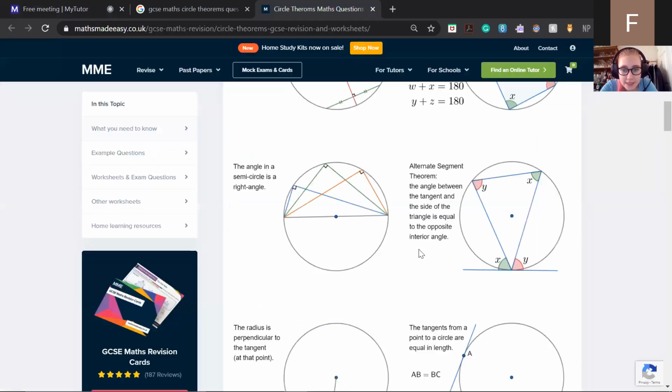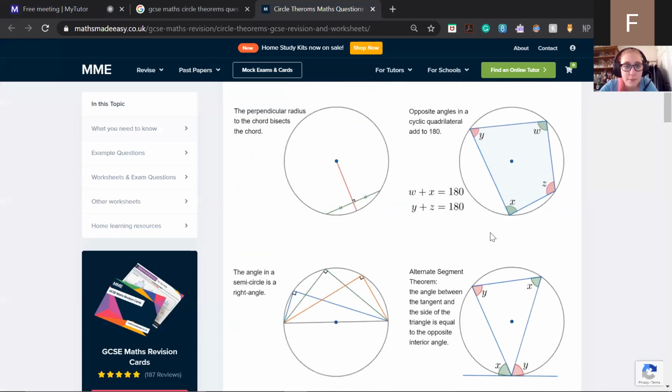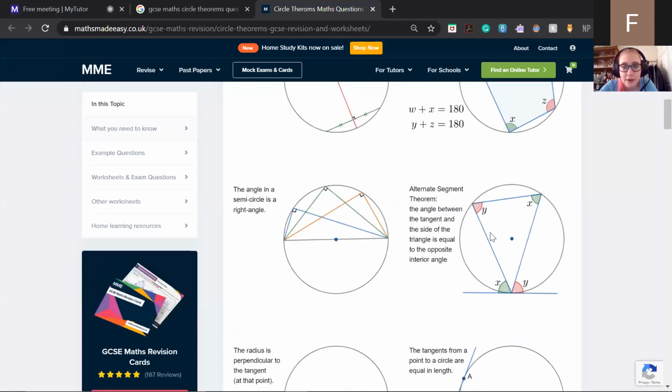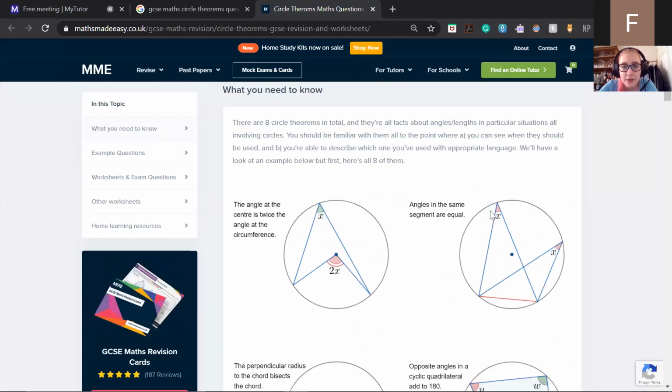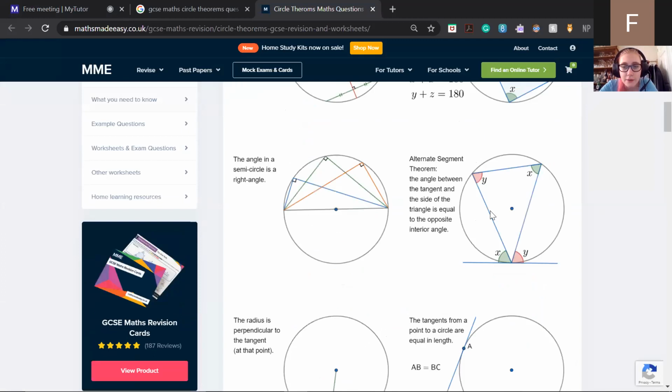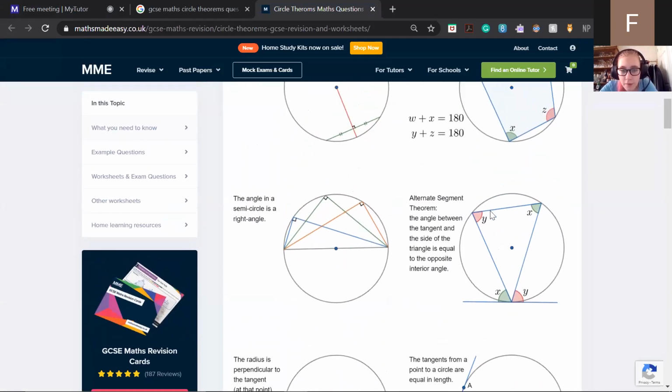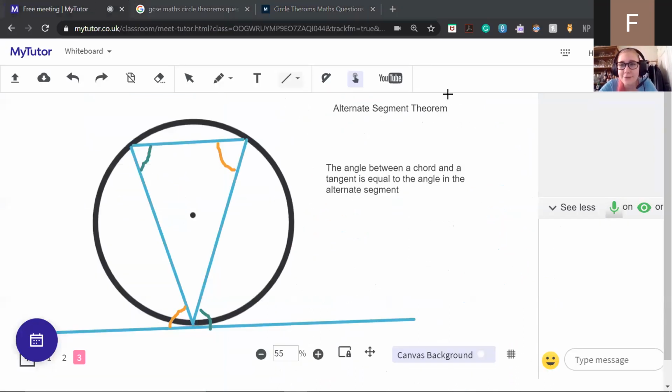If you want a better diagram, you can have a look here at alternate segment theorem. This is on Maths Made Easy, by the way. It kind of summarizes them all, so this is maybe a good place to look if you need to be reminded. So yeah, this is a weird one. This was definitely my least favorite circle theorem when I did it. So hopefully that makes sense. And when we go through some questions, you'll see.